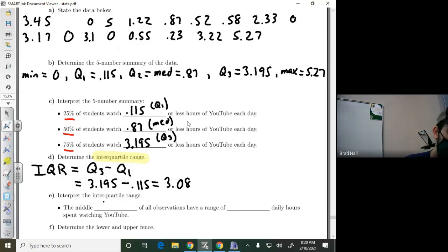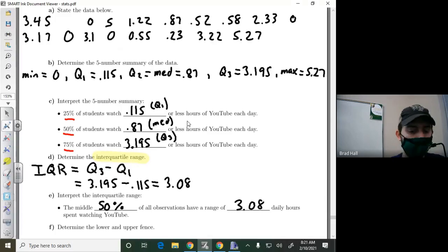So it's the middle 50%. The interquartile range always tells us the middle 50%. This is inherently true about the interquartile range. It has a range of, well, the number we found, 3.08.